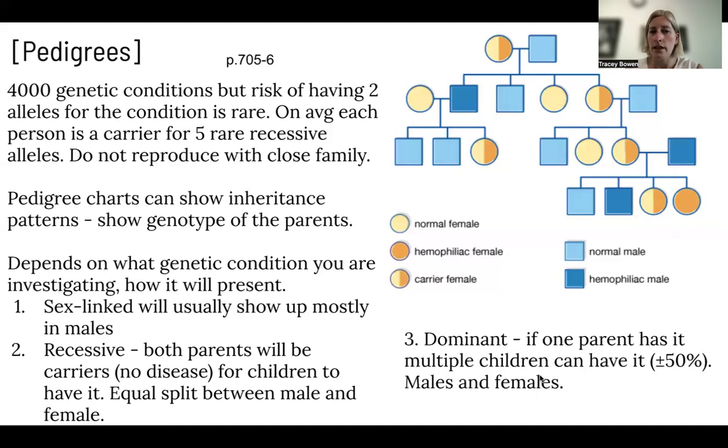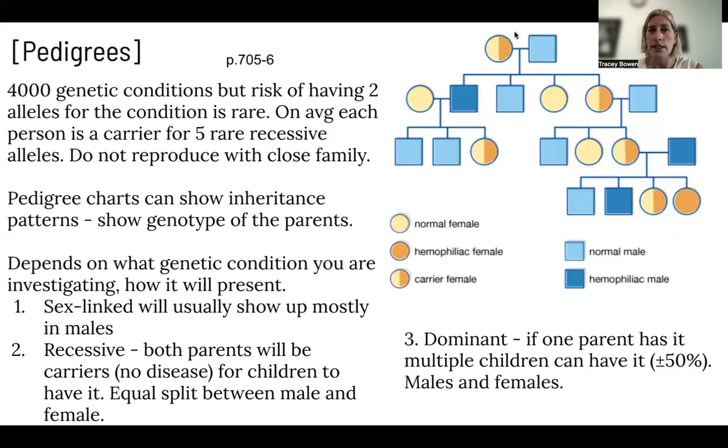And then if it's dominant, 1 parent has it, but then multiple children can have it. So up to 50% or approximately 50% of the children could have it, both males and females.